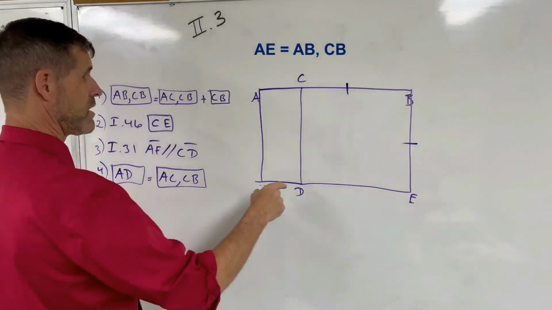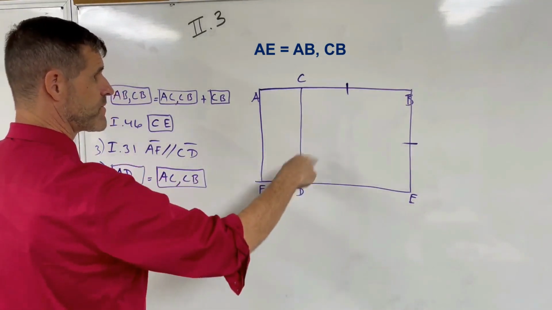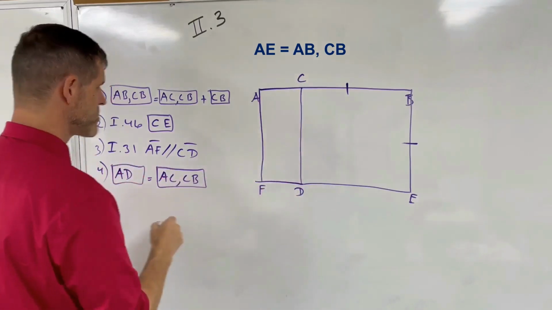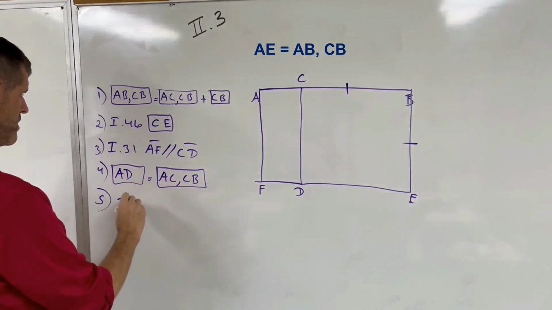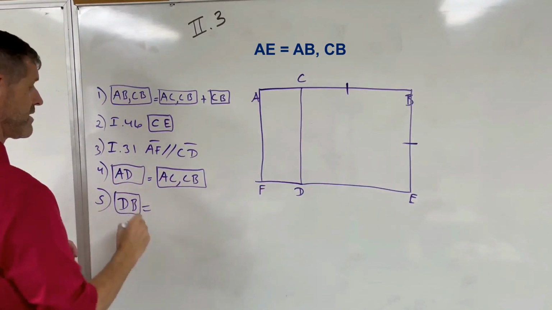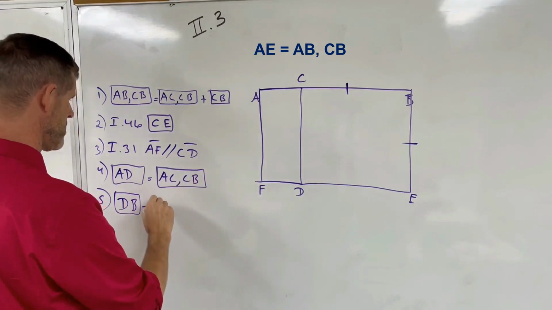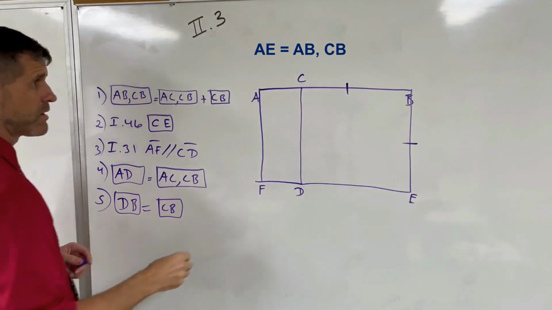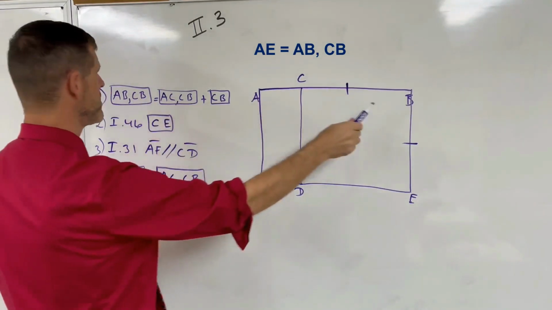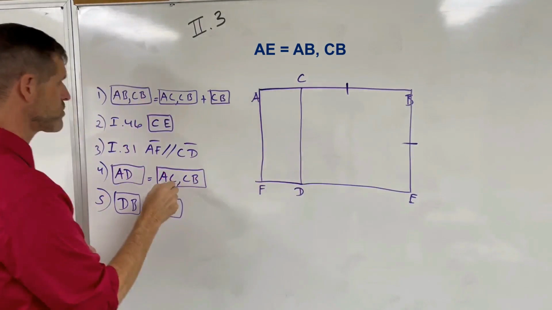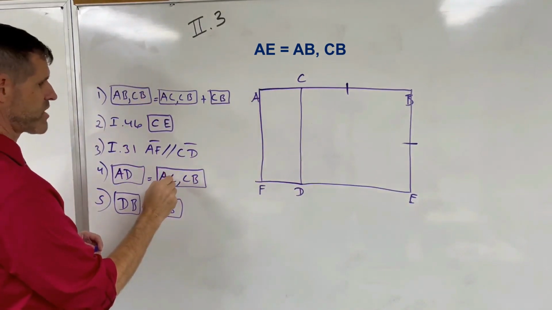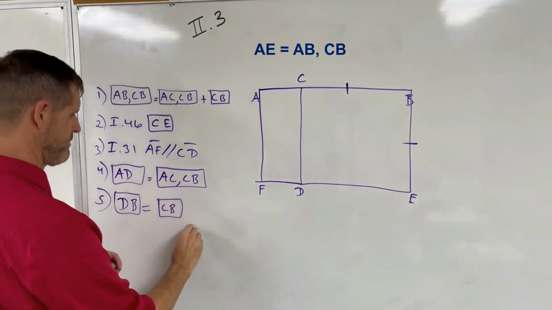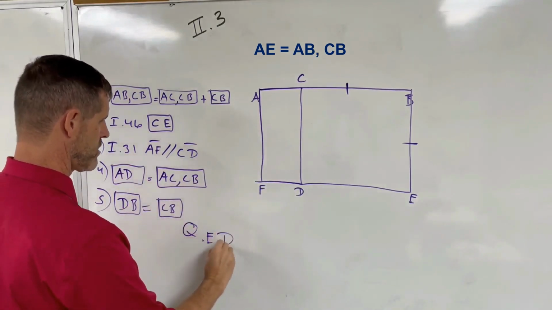Step 5. And the square DB, or the figure DB, which is a square, is the same as the square on CB. So DB, which is a square, equals the square on CB. Therefore, our rectangle AB, CB is equal to the rectangle contained by the segments AC, CB and the square on CB. QED.